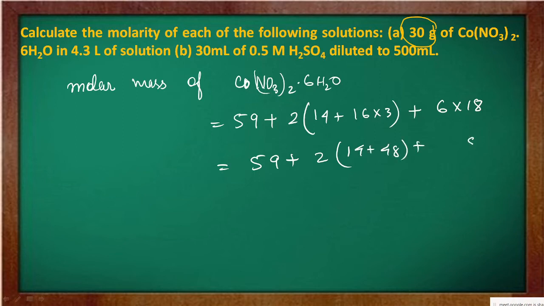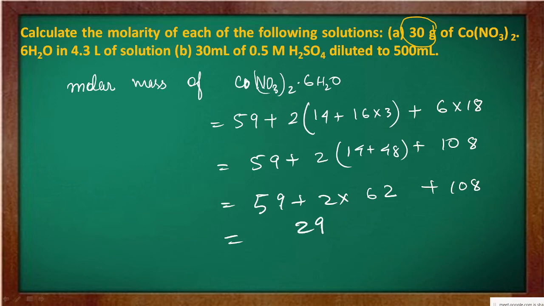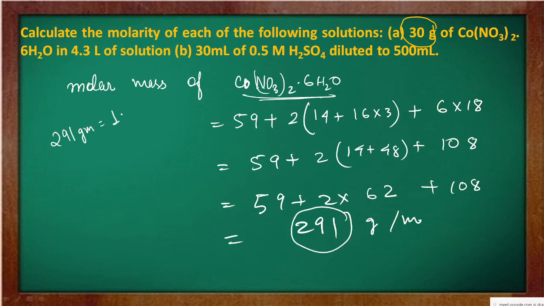Now if you calculate this, 59 plus 2 times 14 plus 48, plus 108. So 59 plus 2 times 62 plus 108. If you add all of them, you will get around 291 gram per mole. This is the molar mass of the solute, the molar mass of your cobalt nitrate. Now if this is the molar mass, it means 291 grams is equal to 1 mole.